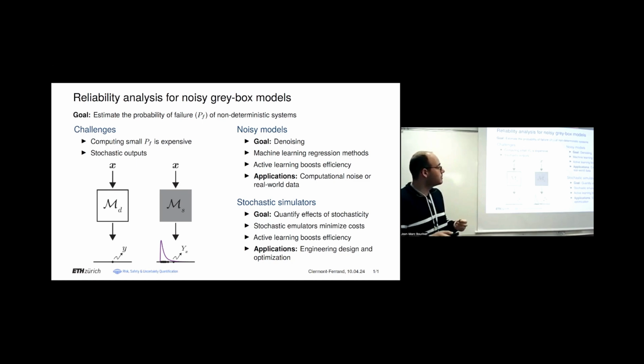And this noise introduces uncertainty into the problem, which inflates the probability of failure. And that's not what we want. We want to actually compute the actual probability of failure of the system. To do that, we need to do the denoising. And then we have been employing some machine learning approaches to that, namely Gaussian process regression. And we combined it with active learning approaches to increase the efficiency.